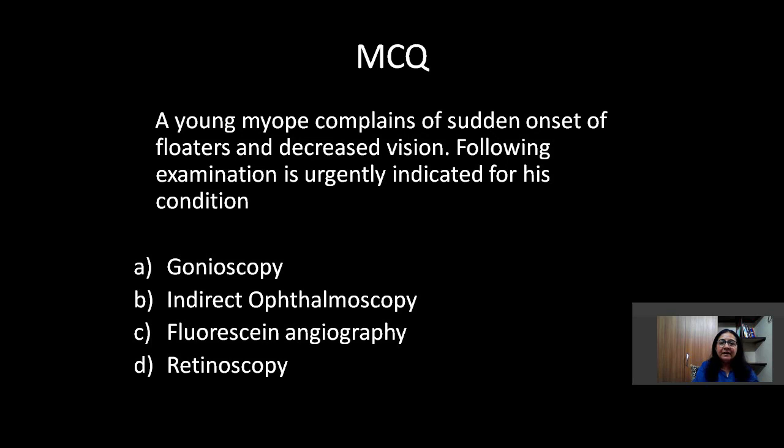The next is, a young myope complains of sudden onset of floaters and decreased vision. Which examination is urgently indicated for his condition? Choices are gonioscopy, indirect ophthalmoscopy, fluorescein angiography, retinoscopy. Now gonioscopy is examination of the angle of the anterior chamber. Fluorescein angiography is done for vascular diseases of the retina. Retinoscopy is the subjective assessment of refraction. So indirect ophthalmoscopy is the choice here because we want to look at the retinal periphery to rule out retinal detachment or a retinal tear.